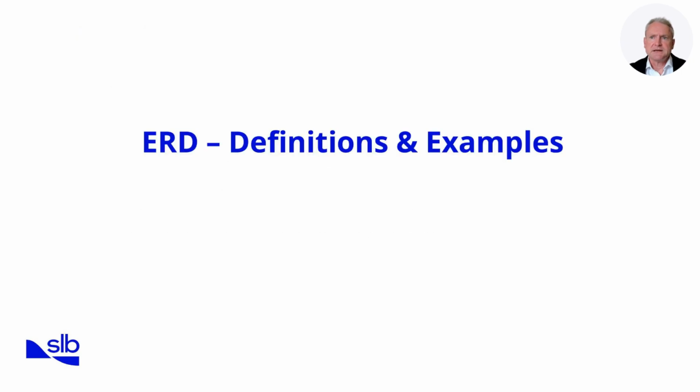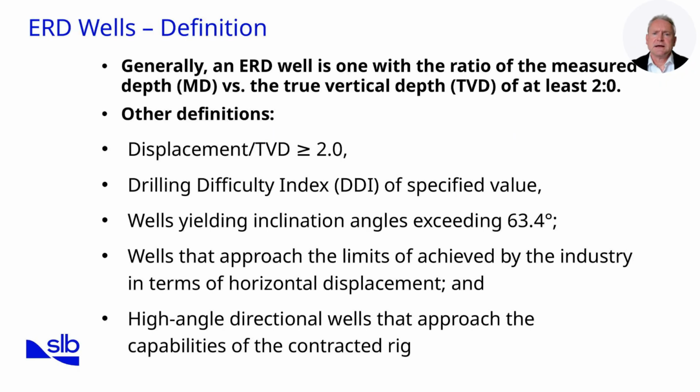Let's begin with how extended reach drilling is defined and illustrated with examples. An extended reach well is typically defined by the ratio of measured depth to true vertical depth. When that ratio exceeds 2:1, we enter ERD territory. For example, if a well has a vertical depth of 10,000 feet, but a measured depth of more than 20,000 feet, it qualifies as ERD.